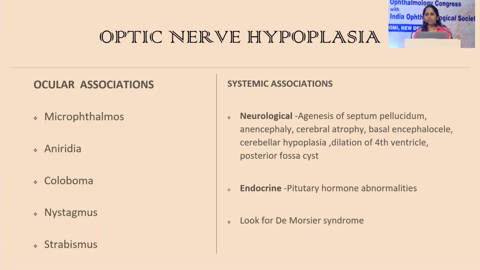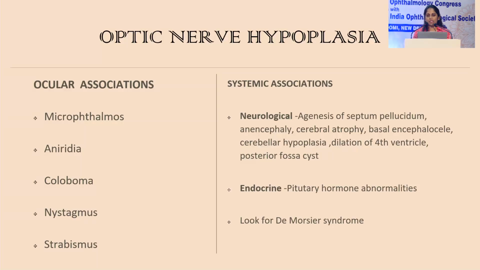They can have a lot of neurological anomalies. It can be absence of septum pellucidum, anencephaly, cerebral malformations, and dilated fourth ventricles. Always you should do an endocrine workup, because they are associated with pituitary hormone abnormalities. So you should always look for de Morsier syndrome. De Morsier syndrome is a triad of optic nerve hypoplasia, absence of septum pellucidum, with pituitary hormone abnormalities.